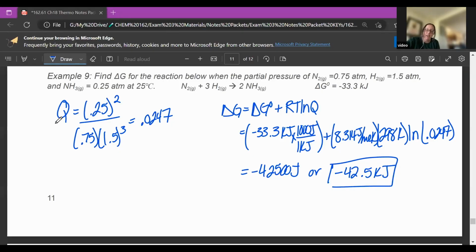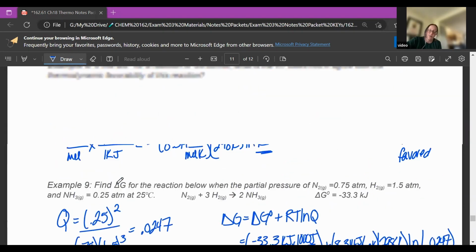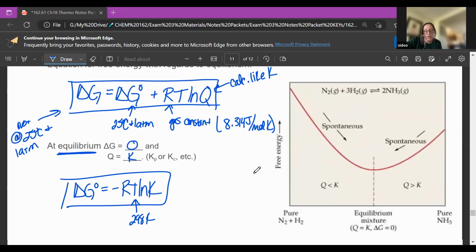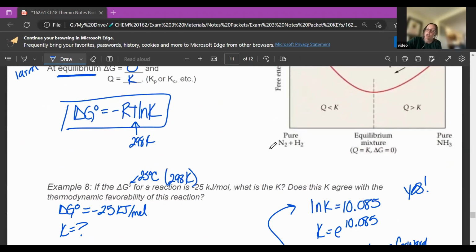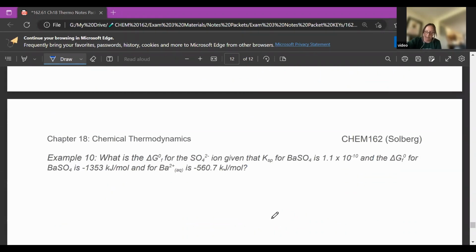Okay, so I calculated Q just like K, products over reactants. This one's squared because it's got a 2. This one's cubed because it's got a 3. So then I'm like, what is delta G? Well, the only equation I have that has regular delta G, not delta G naught, is this one. So use that equation, plug in all your stuff, make sure that your units match. I did convert this one into joules, R, T, ln Q, and got negative 42,500 joules, or negative 42.5 kilojoules, which means this reaction is spontaneous.